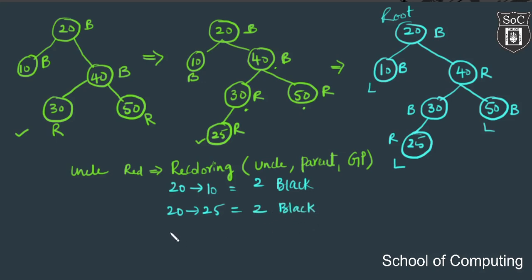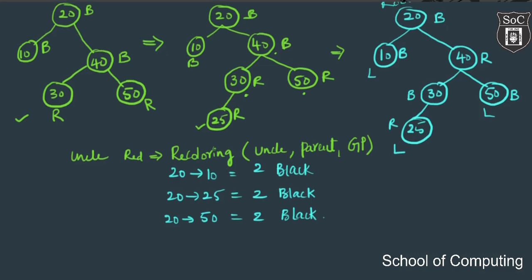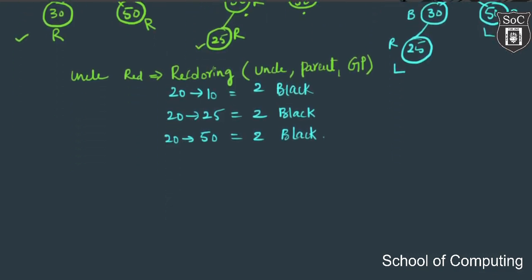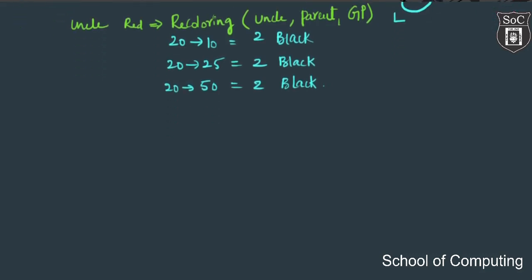That's great. Then 20 to 50, another leaf node. How many black nodes are you able to see? 20 to 40, 40 to 50, 2 black nodes. So from root node to every leaf node, the number of black nodes must be the same, right? So this is a proper binary search tree, and the number of black nodes from root node to every leaf node is the same. 2 black nodes in this example. So this tree is a proper red-black tree.